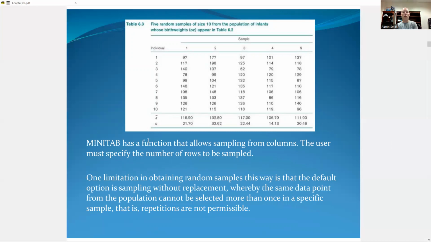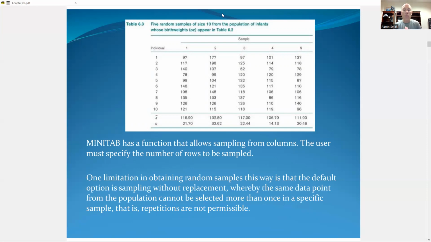The main tab has a function that allows sampling from the columns. The user must specify the number of rows to be sampled. One limitation in obtaining random samples this way is that the default option is sampling without replacement, whereby the same data point from the population cannot be selected more than once in a specific sample. That is, repetitions are not permissible. All right, so that is an important aspect of anytime that you're doing random number generation, random sampling simulations: do we have with replacement or not?